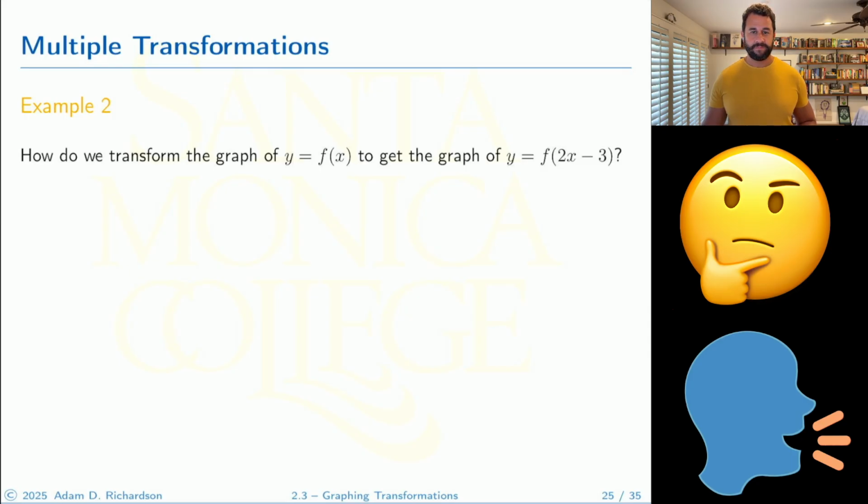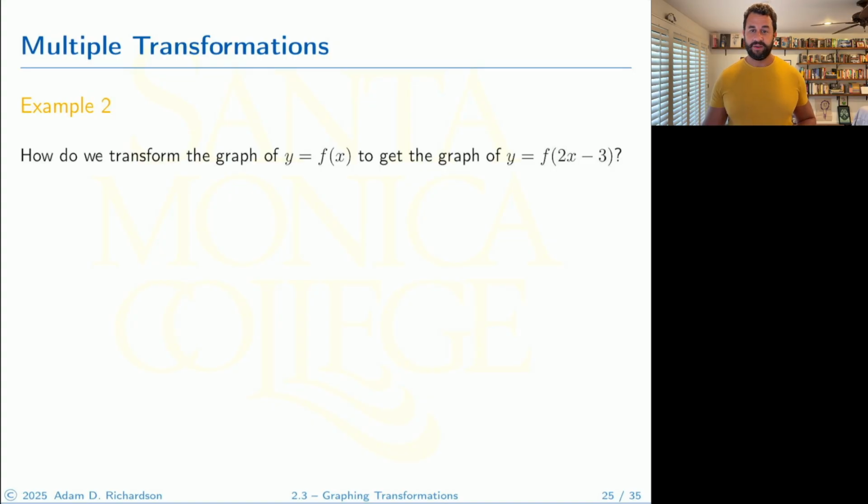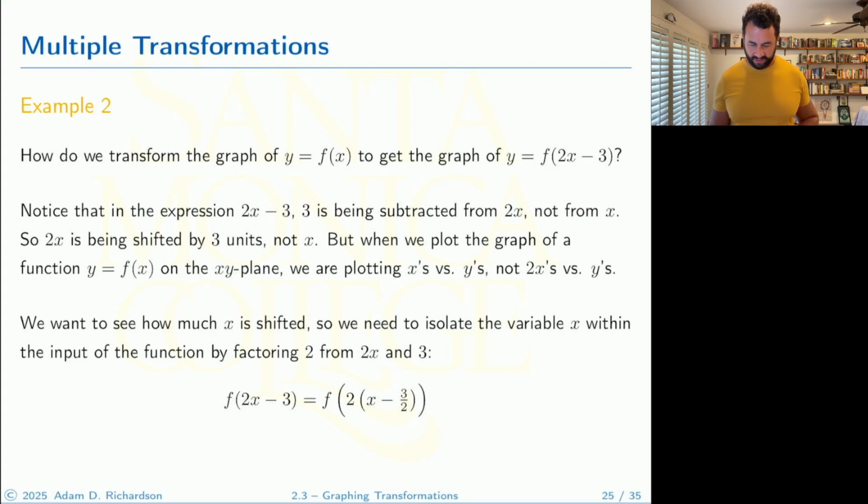Okay, now let's talk about this one together. How are we transforming the graph of y equals f of x to get the graph y equals f of 2x minus 3? We've got to be a little bit careful here, because the input of this function is x, but the input of this function is 2x minus 3. With this expression, 2x minus 3, 3 is being subtracted from 2x, not from x. It's being subtracted from 2x. So 2x is being shifted by 3 units, not x.